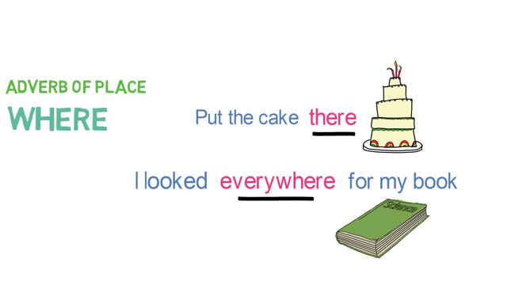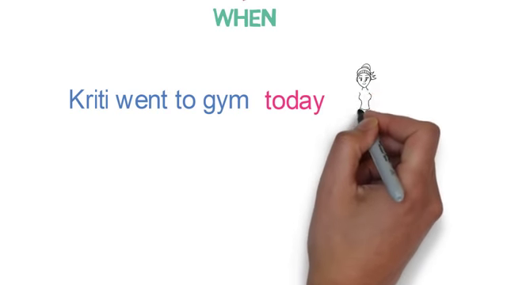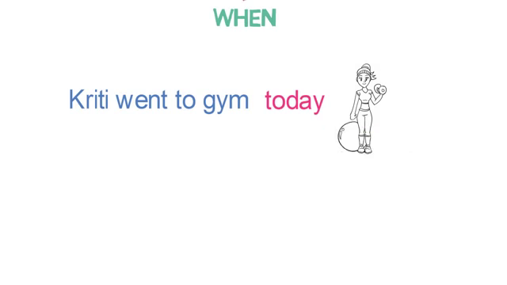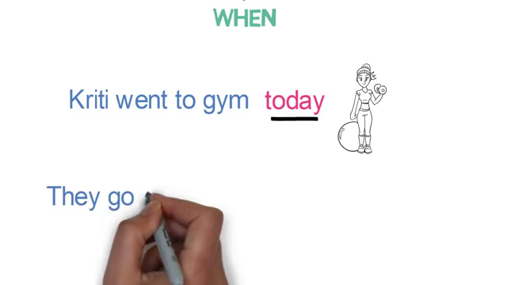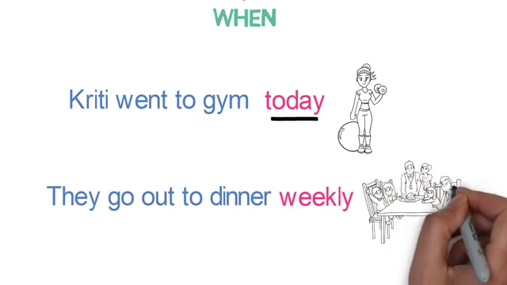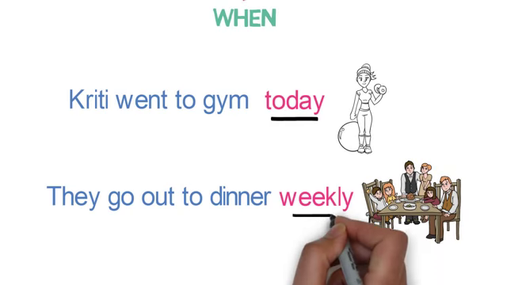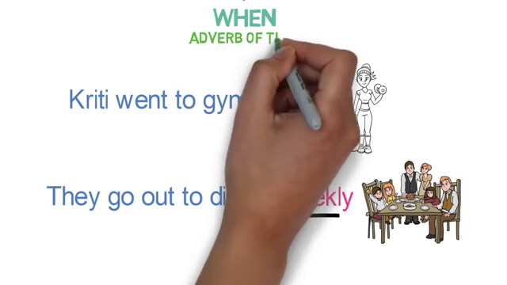Now, let's look into the next way in which we describe action. When exactly did the action happen? Kriti went to gym today. Here, we know that Kriti went to gym, but when did she go? Today. So today is an adverb here. They go out to dinner weekly. Now we can say that they go out to dinner without using weekly also. But weekly tells us when they go to dinner. As this adverb describes when the action exactly happened, these are called adverbs of time.